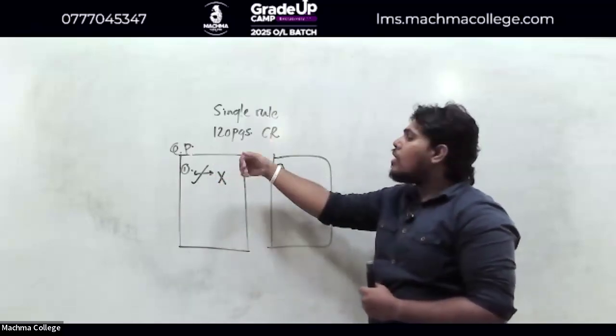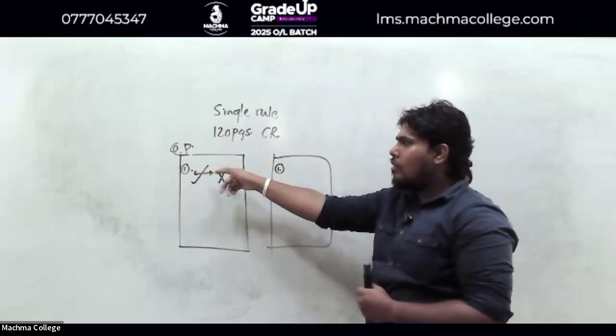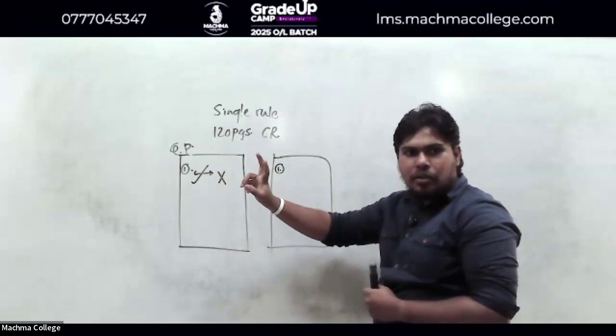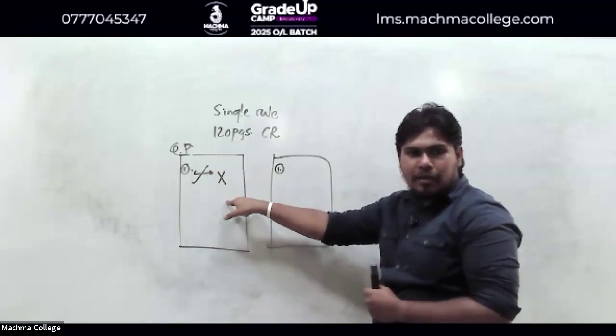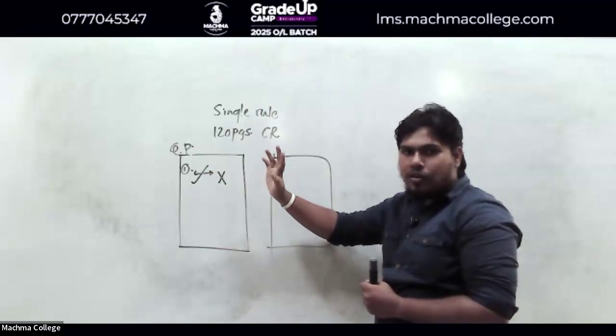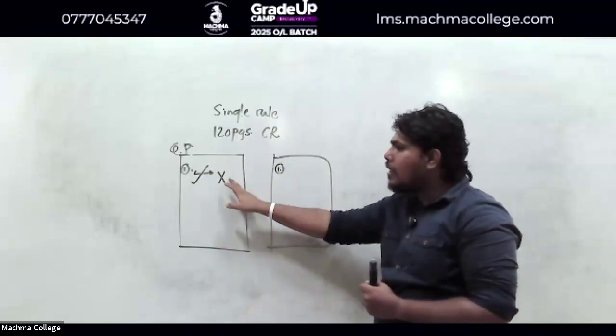So what I'm trying to tell is, you have to put a tick mark if your answer is correct. If your answer is wrong, put a cross mark. Are you going to correct your answer in the question paper? Don't write the correct answer in red pen in this place.